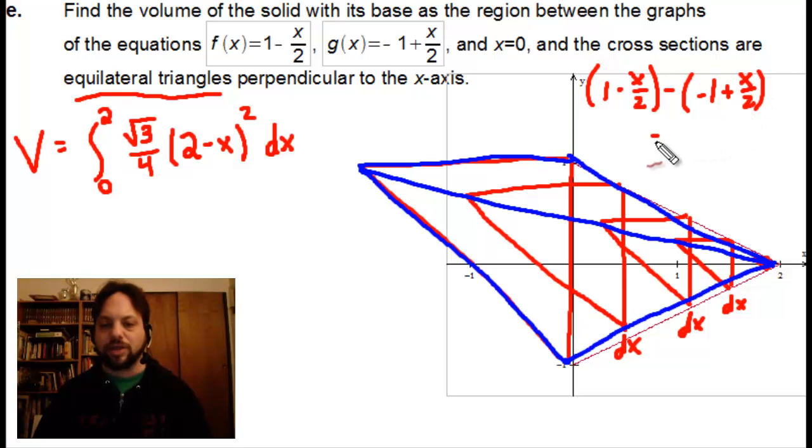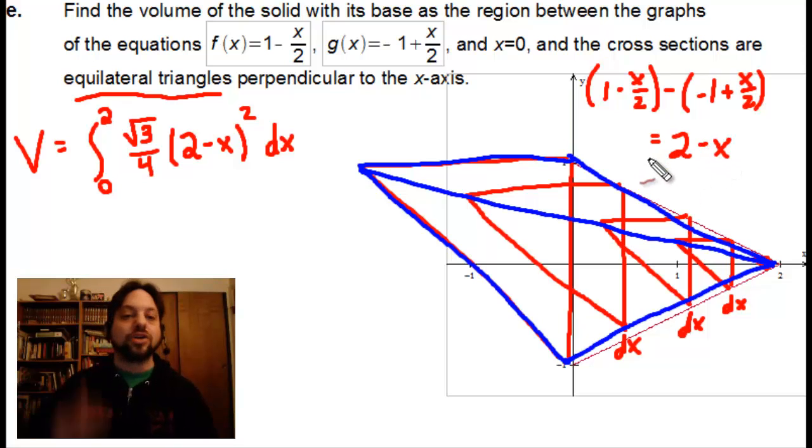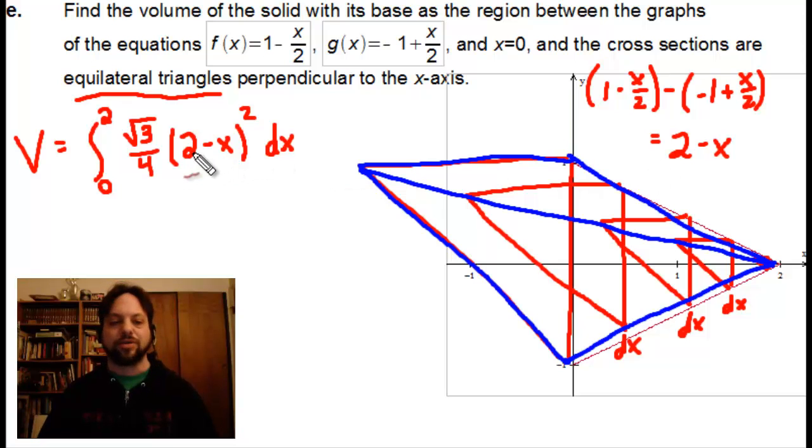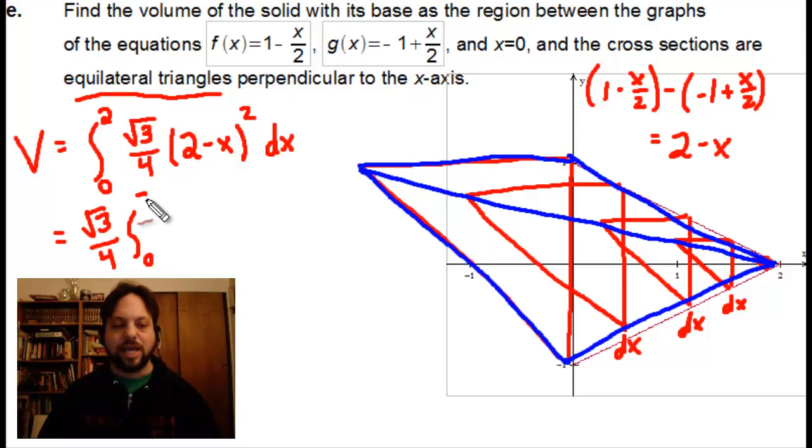And if we go ahead and work that out, of course, 1 minus negative 1 is 2, and negative x over 2 minus positive x over 2 is simply minus x. So that is the side length of each equilateral triangle here. And so this is our volume formula. Of course, the square root of 3 over 4 is a constant, so I can move that out, and I am left with 4 minus 4x plus x squared if I go ahead and square my binomial.